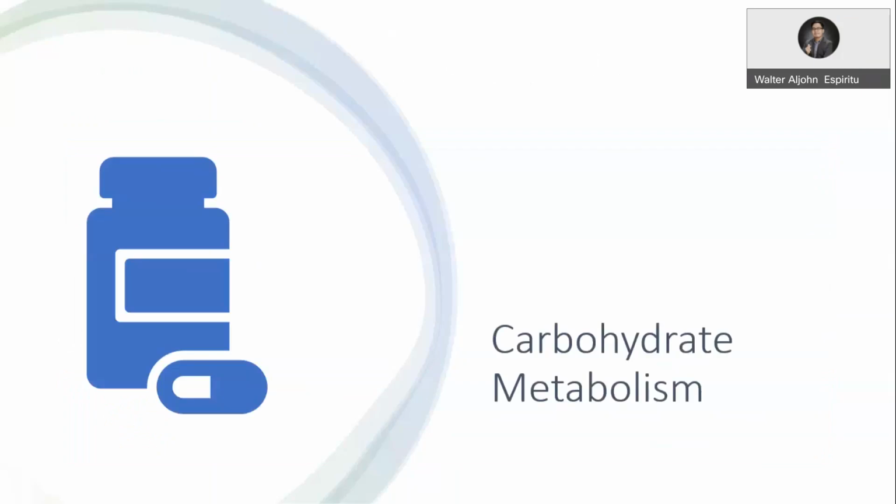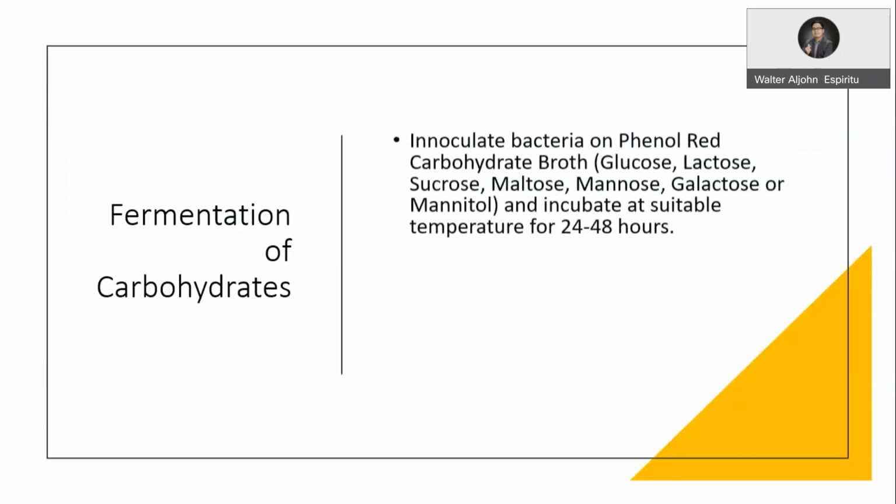Next, for the carbohydrate metabolism. First is the fermentation of the carbohydrates, using phenol red carbohydrate broth. This carbohydrate broth contains glucose, lactose, sucrose, maltose, mannose, galactose, or even mannitol. So technically, you just inoculate the bacteria in there.